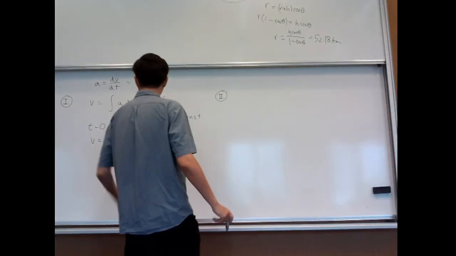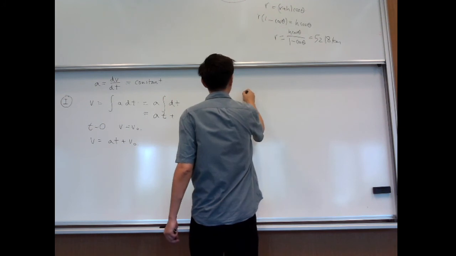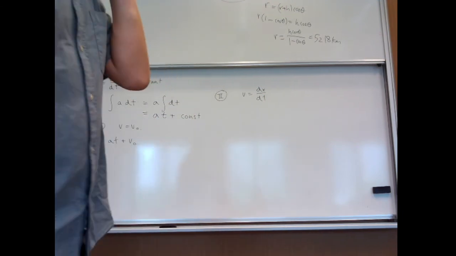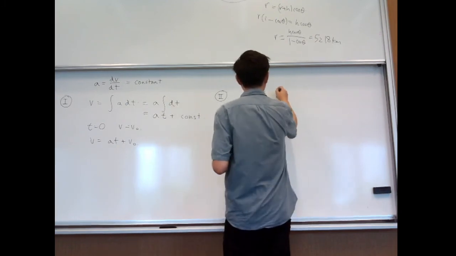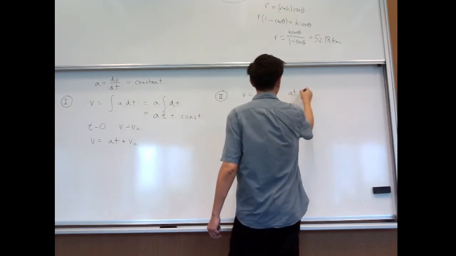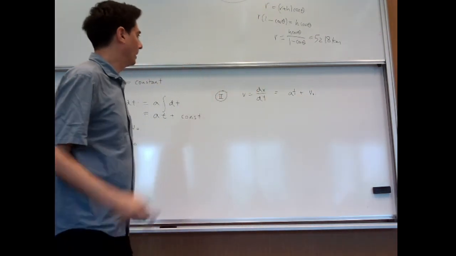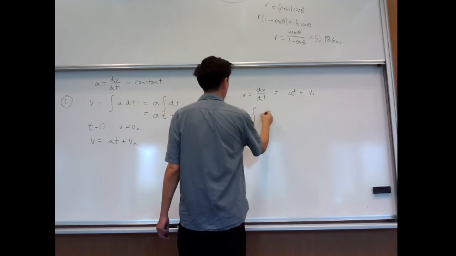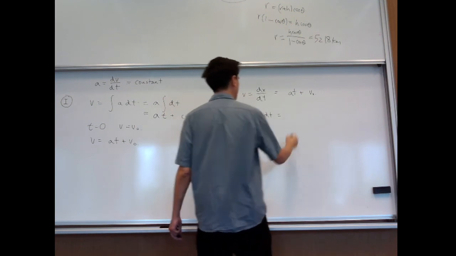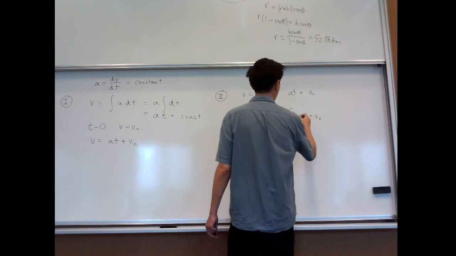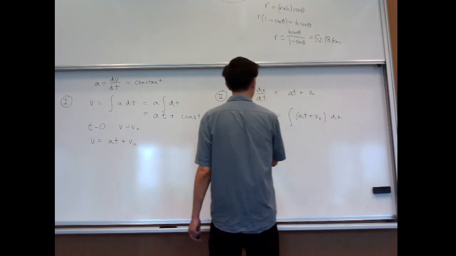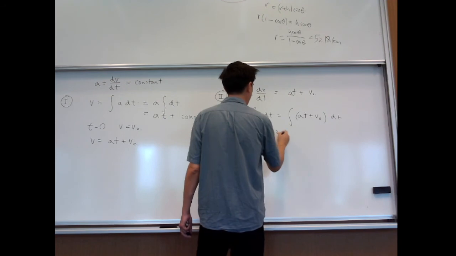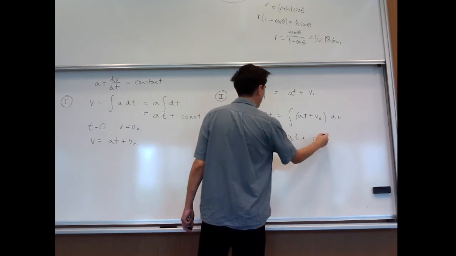We can start with this one. So we know that the velocity is the derivative of the position. And we just worked out that the velocity is at plus the initial velocity. So we can find the position just by integrating the velocity. So we integrate that, and we'll have half at squared. Again, we have a constant.